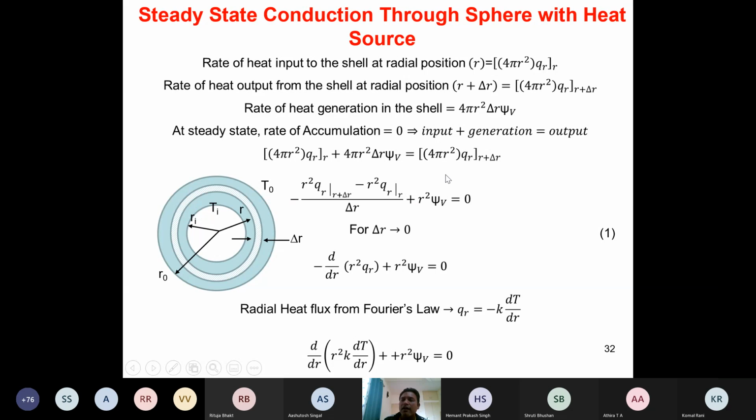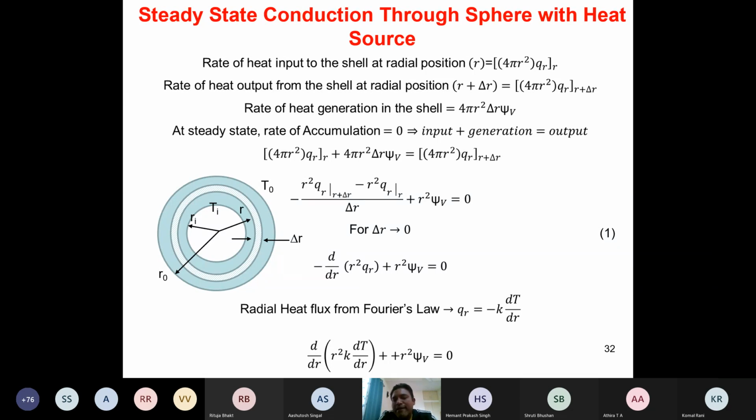So we are assuming that the volumetric rate of heat generation psi V is uniform throughout the sphere and is not varying with the radial position. Okay, so it is constant throughout, and also thermal conductivity we are assuming constant here. So this difference equation can be written as a differential equation, because this shell which we have considered is of infinitesimally small thickness delta R. So we can write it as minus d by dr of R² QR plus R² psi V equals 0. So this is equation number 1.